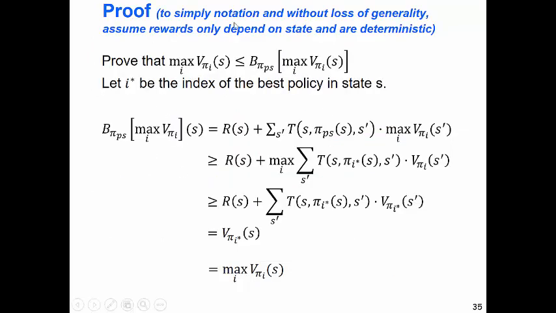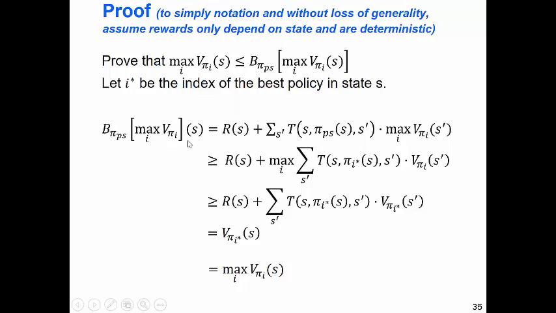So again, I've simplified notation here to make this manageable. I've assumed the reward function is only dependent on the state and that it's deterministic, but those extensions just make it bigger. It's not fundamentally different. We want to prove this here, because if we prove this, then we've basically proven that this value function is less than or equal to the value function of pi ps, according to the previous proposition.